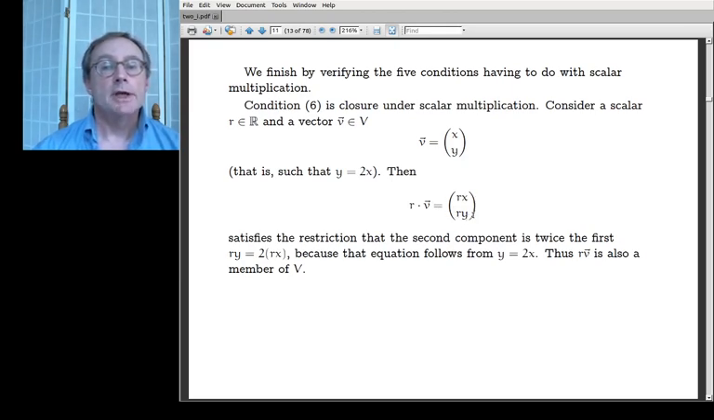In capital V means that its second component is twice its first. So if I start with a vector where the second component is twice the first, and I multiply it by, say, 108, do I get a vector whose second component is twice its first? Well, of course you do. Because if y is twice x, then ry will be twice rx. That's not hard. None of these are hard.